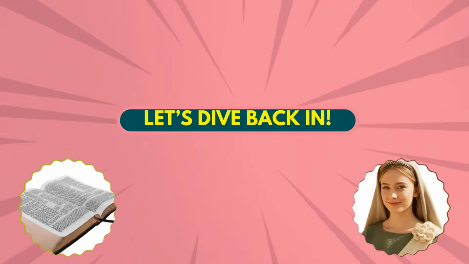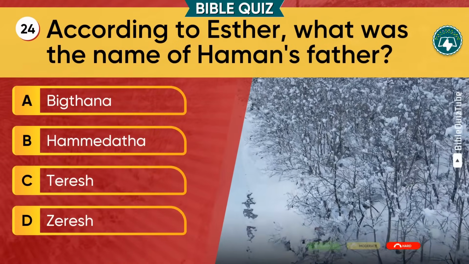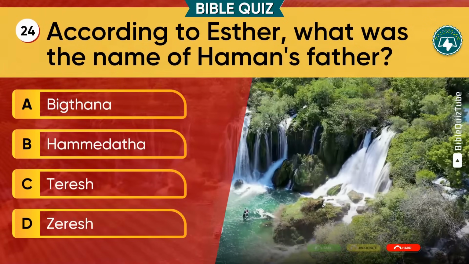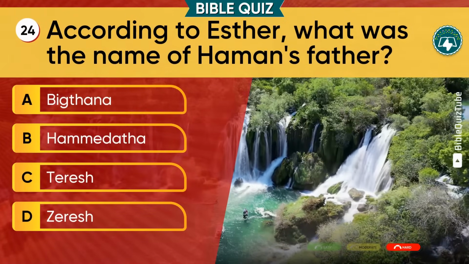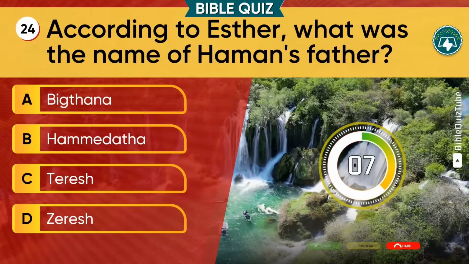Let's dive back in. Question 24. According to Esther, what was the name of Haman's father? A. Bigtana. B. Hamadatha. C. Teresh. D. Zeresh.